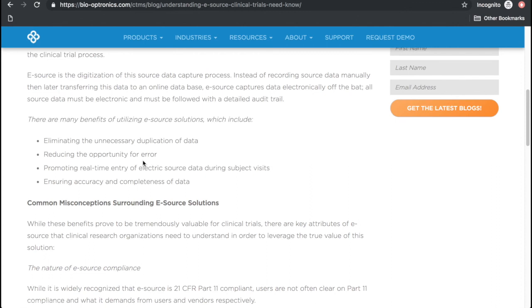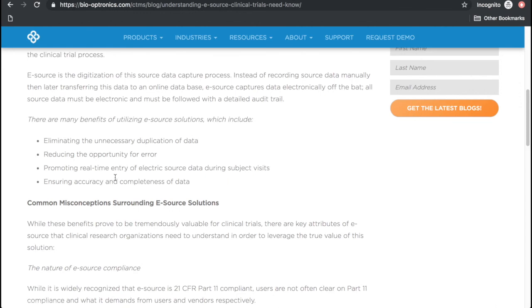Some of the protocols are very specific with when things need to be done. First you need to do this, then you need to do this, then you need to do that. So it could definitely reduce the opportunity for error, especially if it's structured in that way to make it easy for someone to go along with the protocol's visit.